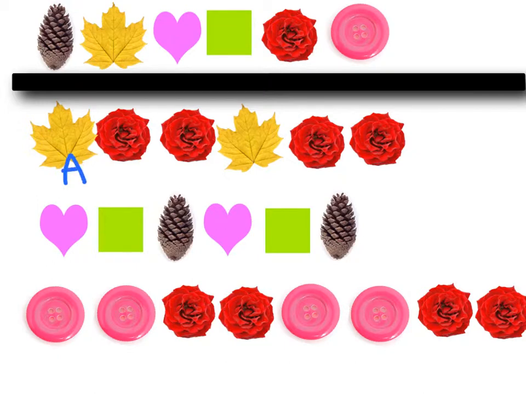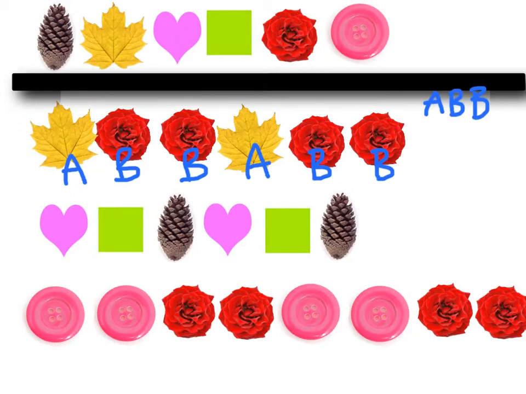And there's a rose, that's going to be B. And there's another rose, so that's going to be B. The leaf is A. And the rose is B, and another B. So this is an A, B, B pattern. That's how I can describe it. Now, let's see what continues on.